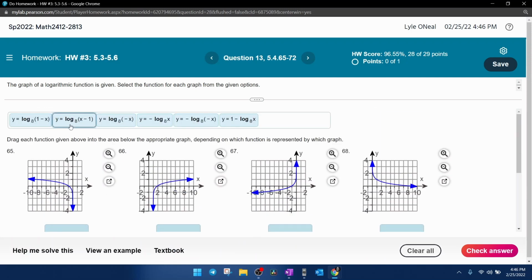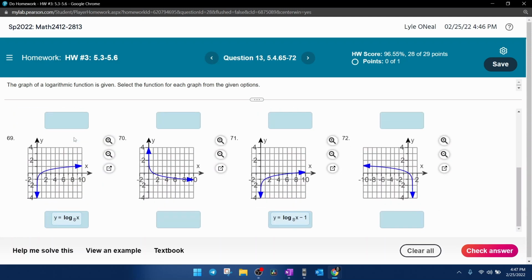Let's do this equation next. y equals log base 8 of (x minus 1), where the minus 1 is inside the logarithm. That is going to represent a horizontal shift: plus is left, minus is right. So here we want to recreate the graph of number 69, because that's our standard log base 8 of x, but shift it to the right 1. Then the vertical asymptote would be at 1, and the x-intercept would be at 2.